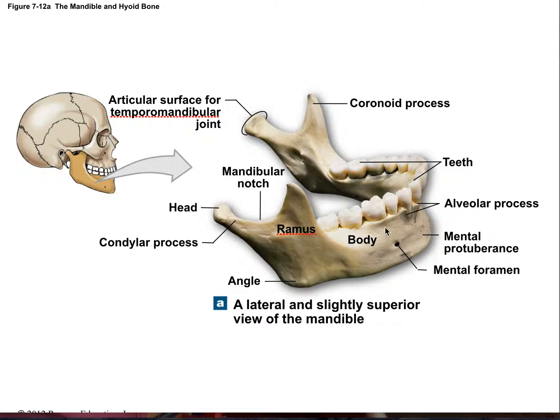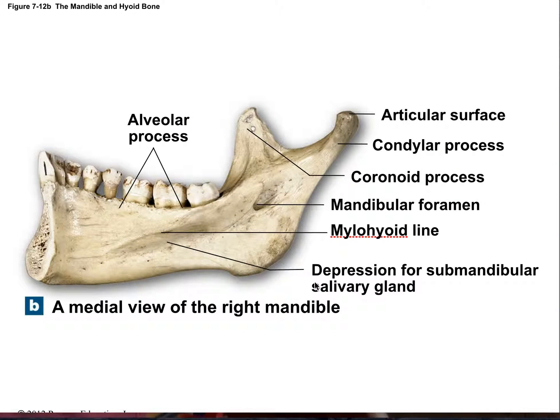Alveolar process basically refers to the area that supports the teeth. And again, hole inside is mandibular foramen.